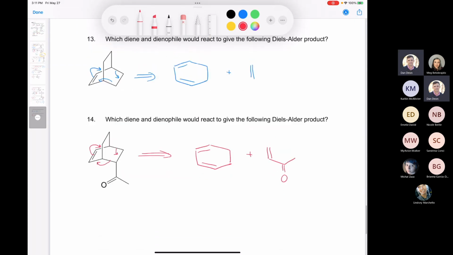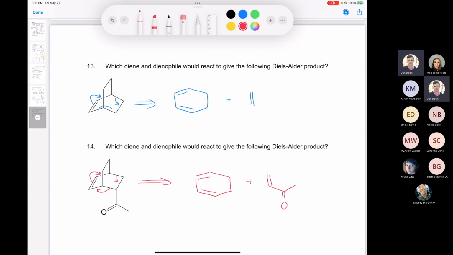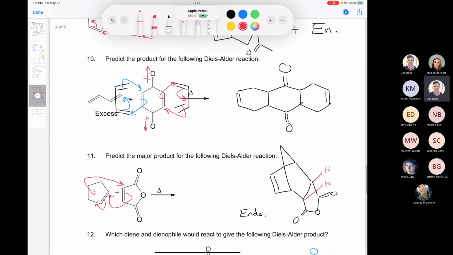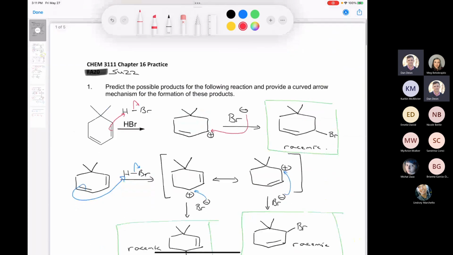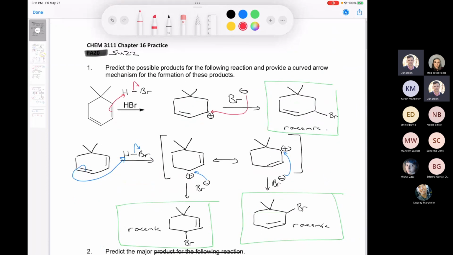That's all the solutions to all of these practice problems. And I will post these to Canvas.